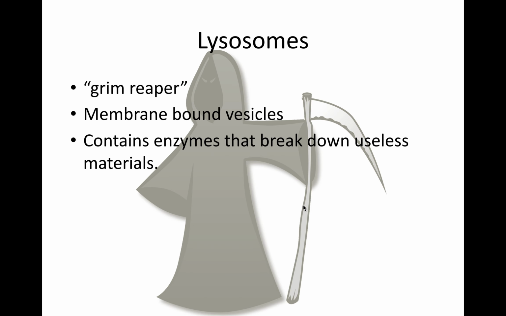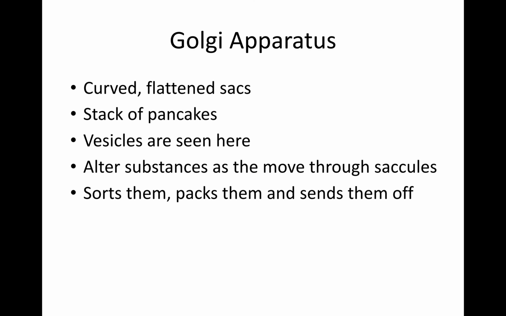So the last thing, almost, in section 5 is the Golgi apparatus, or the Golgi body. These are curved, flattened sacs. They're not attached, okay? It almost looks like a stack of pancakes. You're going to see a lot of vesicles around the Golgi. So the Golgi is going to alter substances or proteins as they move through the sacs. It's going to sort them, pack them, and send them off.